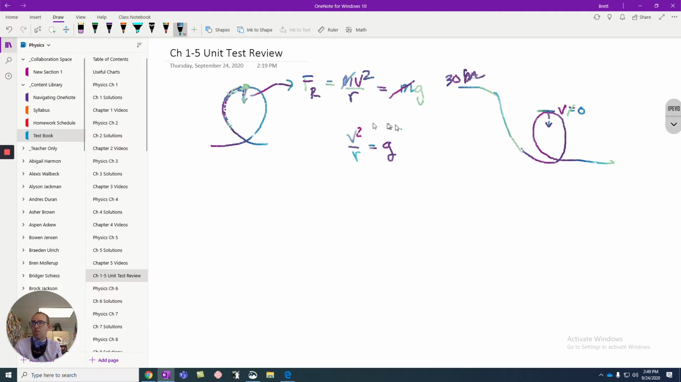So this is really at the heart of this question: understanding that if I want to free fall in a circle, I've got to have a certain amount of acceleration, and it's got to be equal to gravity based on that circle. All right, so that's it for that question. Well, that was easy, Mr. Welch.